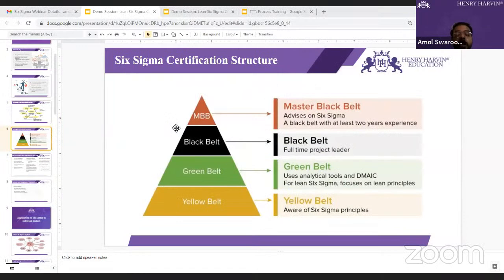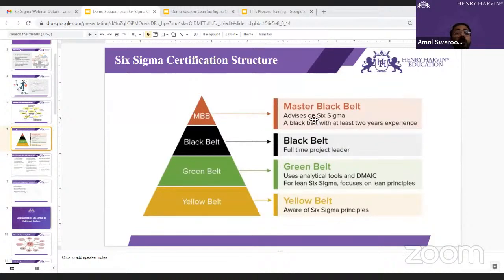What are the different types of belts involved in Lean Six Sigma? Simple. There's the yellow belt, who are aware of the basic structure of this concept. The green belt, who are the people who do the major part of the work in a project. The black belt, who is the project leader. And then the highest level of expertise is the master black belt, which you'll get once you start working as a black belt and gain at least 2 years of experience working as a black belt.